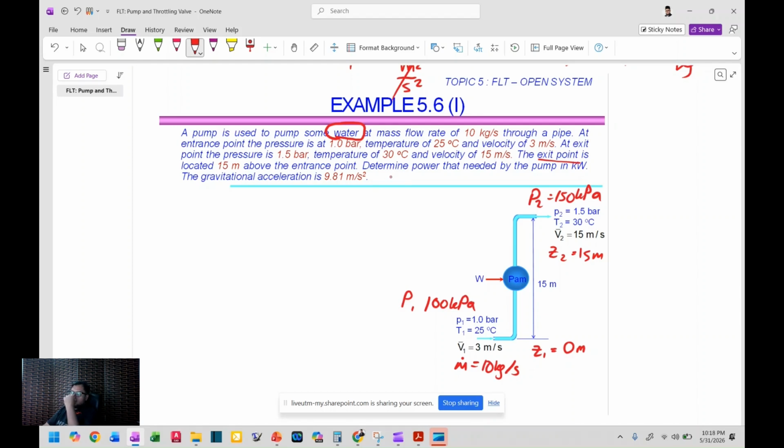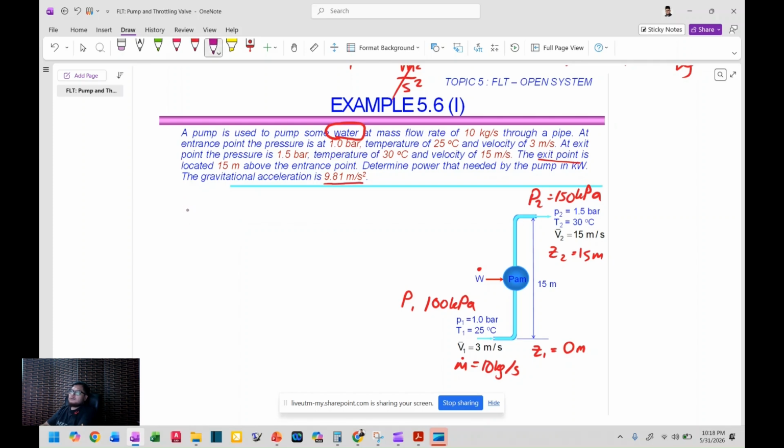Finally, we are asked what is the power needed by the pump in kilowatts. Okay, that is the W dot. It's missing a dot there. So we need to know what is W dot. Gravitational acceleration is given as such.